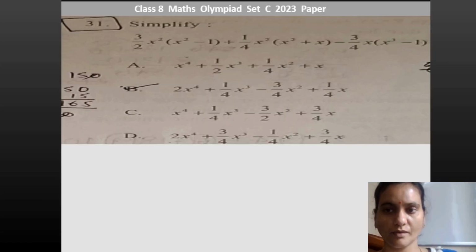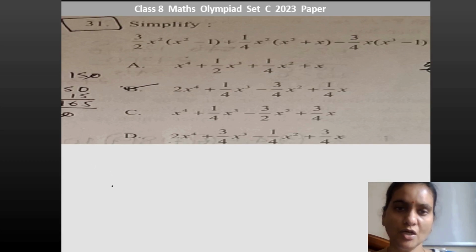Let's start. Let's do question number 31 from set C of Maths Olympiad for class 8. It's a simplify question. This is the particular expression we need to simplify. Let's first simplify the first term. We will apply the distributive law, where we will multiply 3 by 2 x square to the first term, then to minus 1. Similarly, we'll do the second term and the third term of this entire expression as well. So let's start.